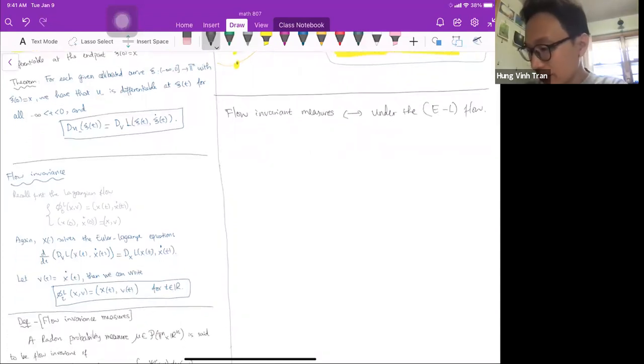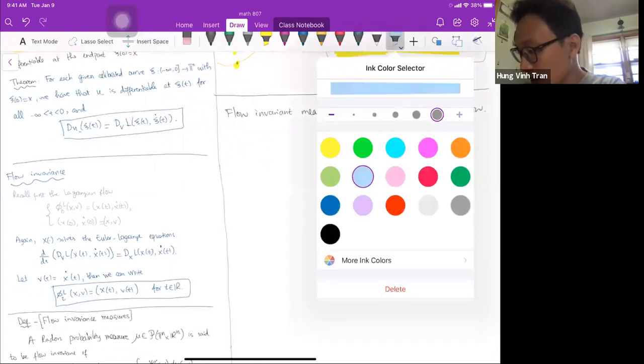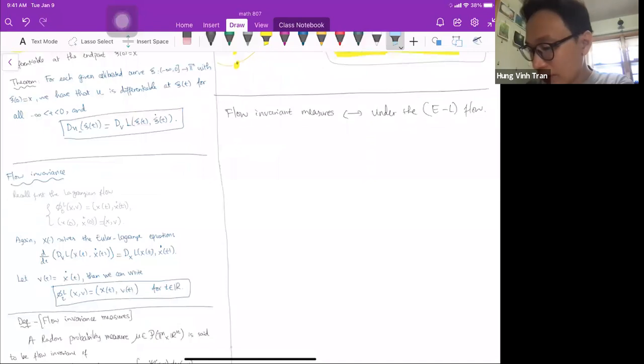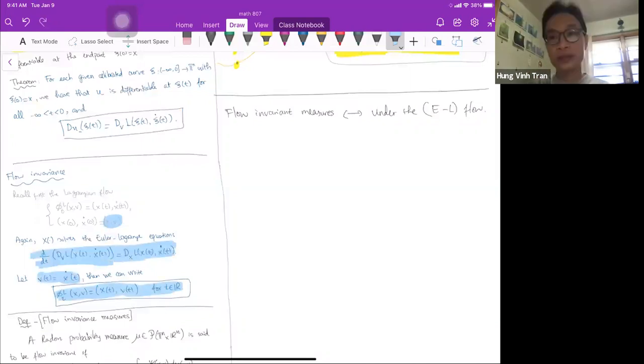Because the notion we define here already existed a while ago. Given a point x and a velocity v, we run the Euler-Lagrange equation with that initial condition. So we can define the Euler-Lagrange flow correspondingly to be x_t, v_t, where v_t is x dot. You start with a given position and velocity, and you run the Euler-Lagrange flow.